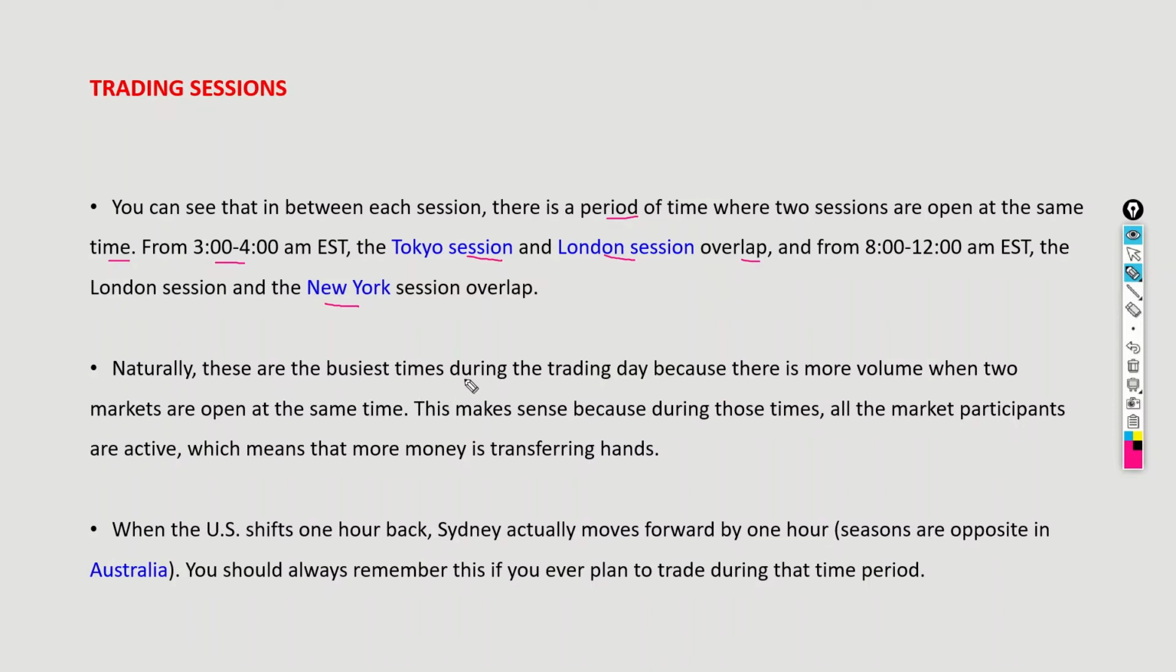Naturally, these are the busiest times during the trading day because there is more volume when two markets are open at the same time. This makes sense because during those times, all market participants are active, which means that more money is changing hands. When the US shifts 1 hour back, Sydney actually moves forward by 1 hour. Seasons are opposite in Australia. You should always remember this if you ever plan to trade during that time.